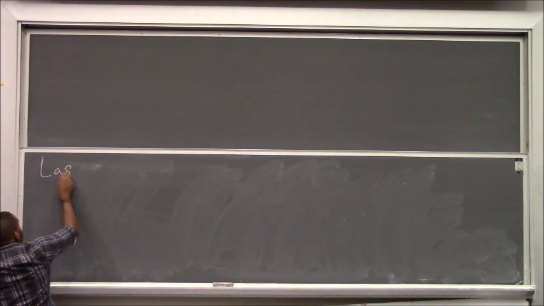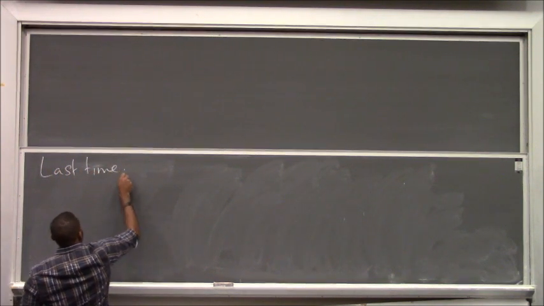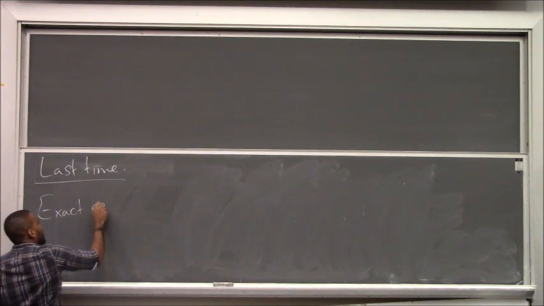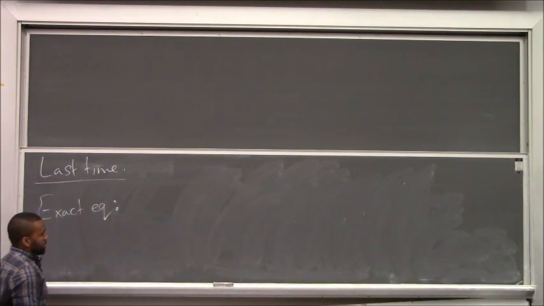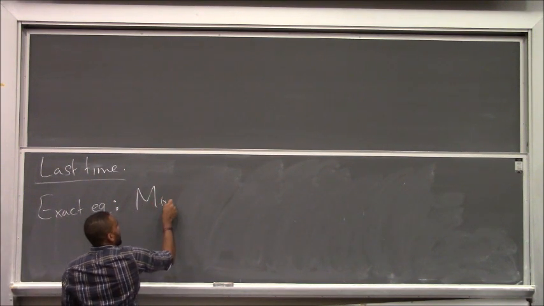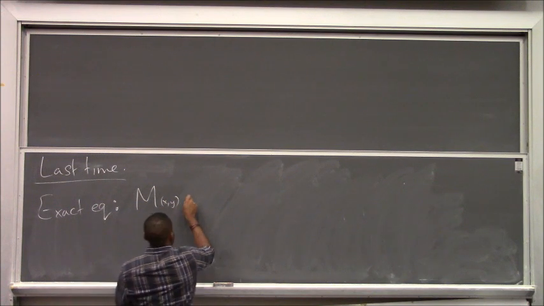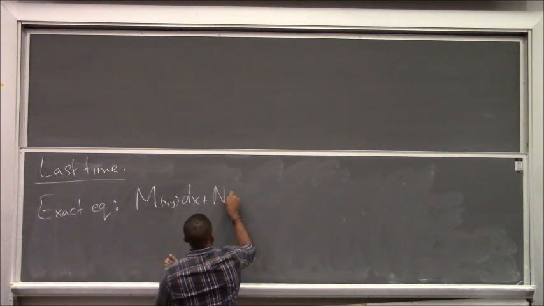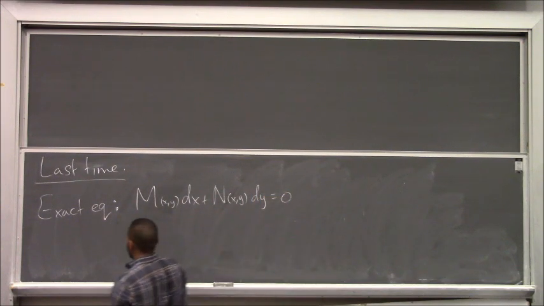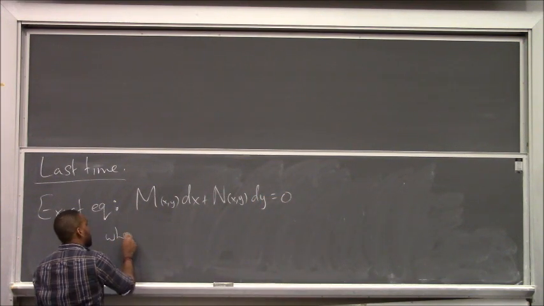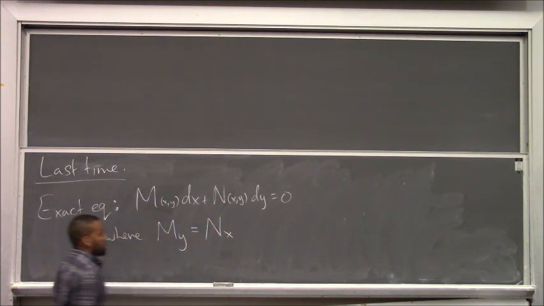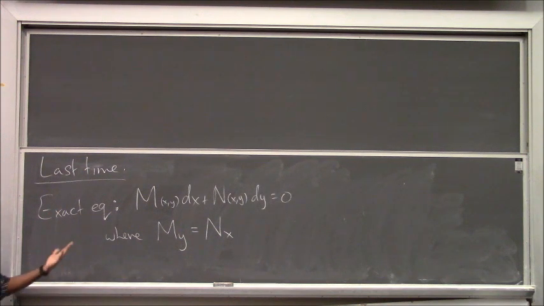So, last time we learned about something called an exact equation. What is the form of an exact equation? Well, M of x, y, plus N of x, y times dy equals 0. What's the condition that makes it exact? Right, the partial of M with respect to y is equal to the partial of N with respect to x.